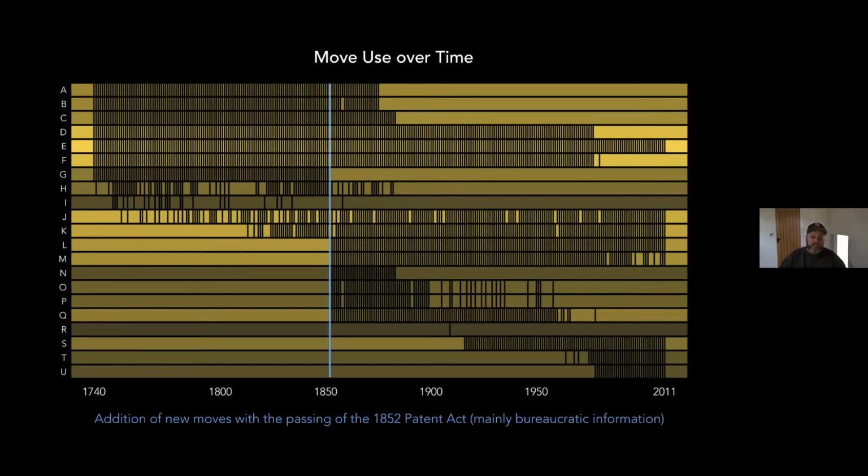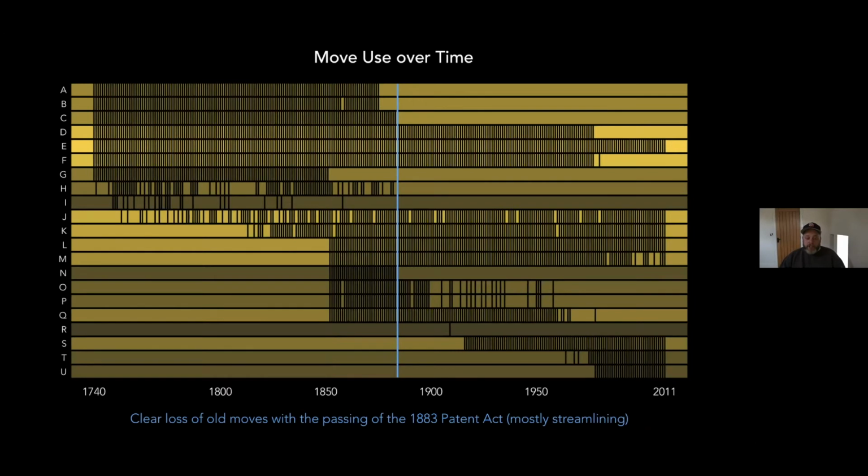We can also see these clear breaks. Again, the real clear break here is 1852. And what you can see in 1852 is they did lose that one G move, and I don't remember what that is off the top of my head, but the other ones mostly stay on. It's just that you get a whole bunch of additional moves dumped in to fulfill these bureaucratic requirements.